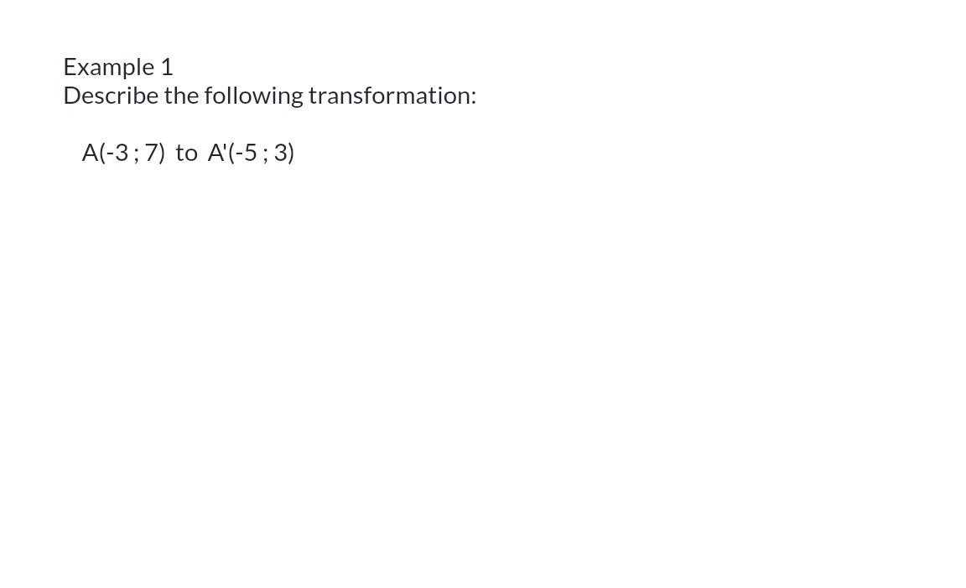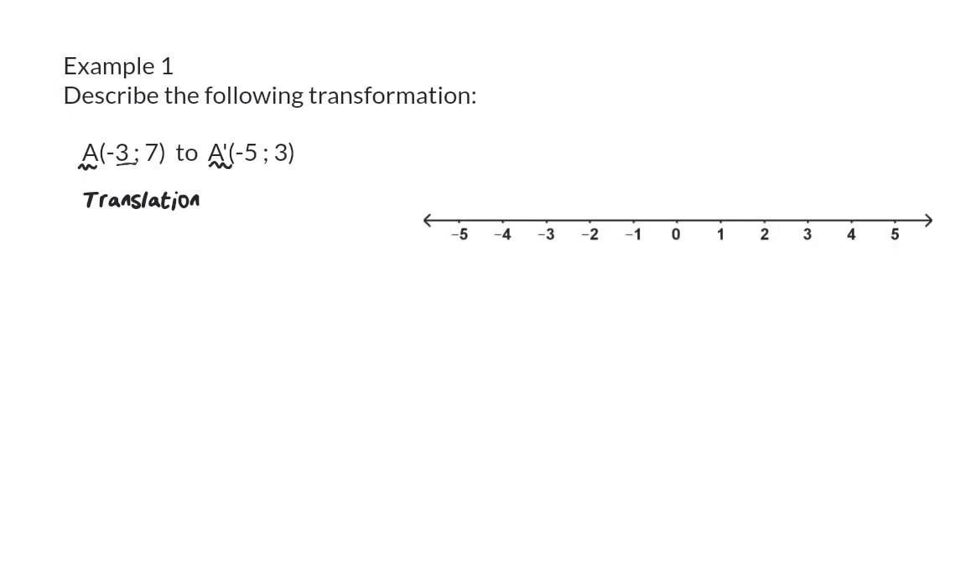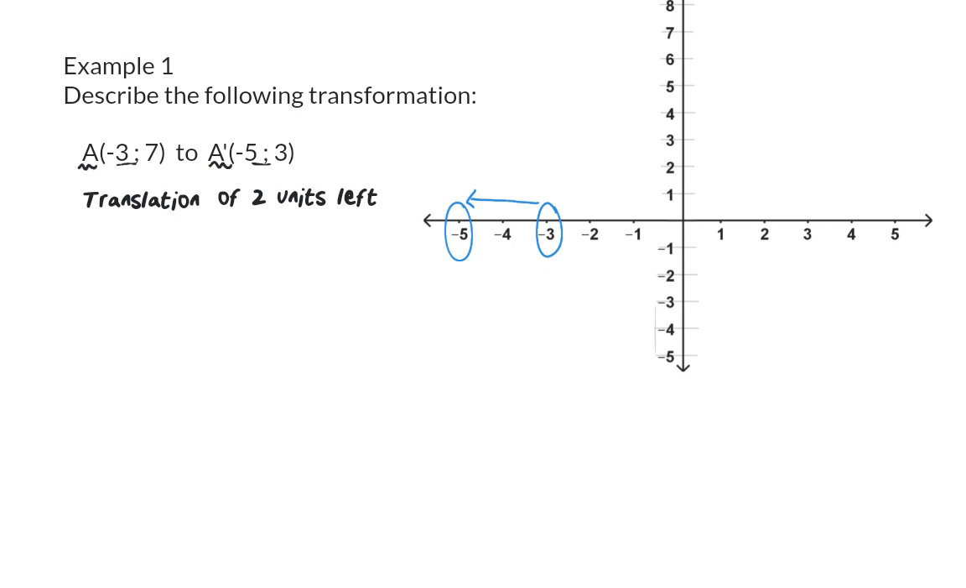Example 1. Describe the following transformation, and here we are given point A and A prime. Firstly, we need to say that this transformation is a translation. The x value moves from -3 to -5, and that is 2 units to the left, and the y value changes from 7 to 3, which means you have to move 4 units down.